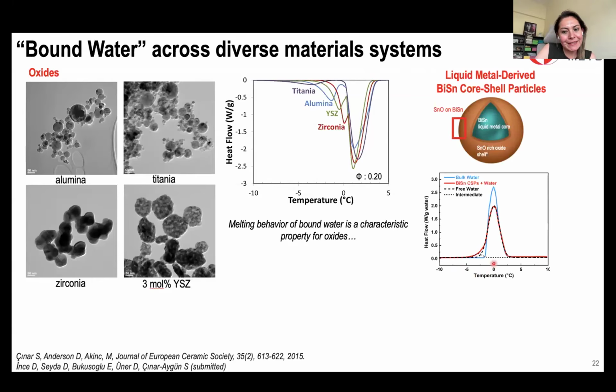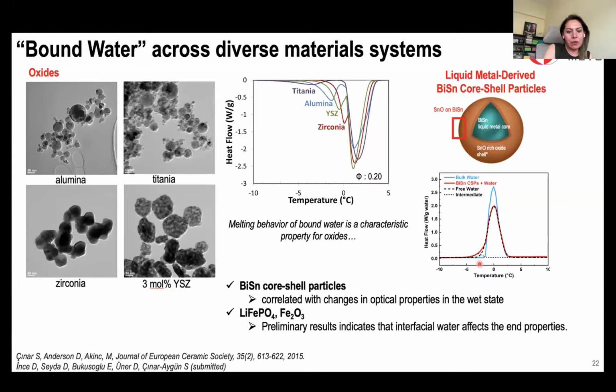And what we found is that this very thin oxide layer also formed that bound water. And we confirmed those results with the NMR studies and showed that we have a restricted motion of the water molecules on the surface once we have that aqueous suspension. And then we correlate them with optical properties. We also have preliminary results for like LFP or iron oxide. They have very distinct bound water peaks, and the properties are changing accordingly.